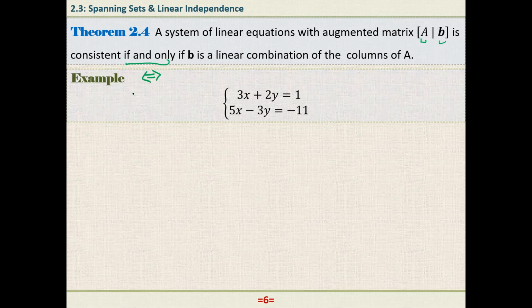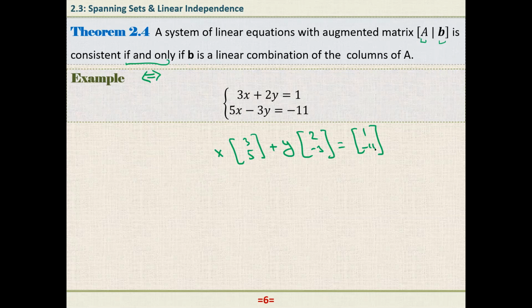So that means, for example, if you consider this example, how can I write this? Here we have x times (3, 5) plus y times (2, -3), and on the right hand side we have (1, -11). So we are saying that if and only if this B is a linear combination of the columns of A. The columns of A are (3, 5), the first column, and (2, -3), the second column.